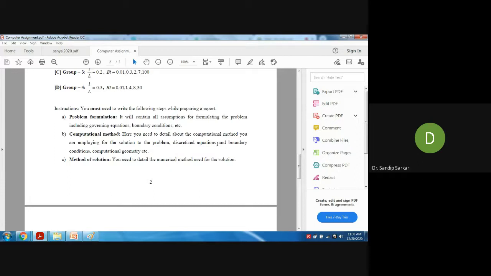Then chapter 2, computational method. Here you need to detail the computational method you are employing, that is, which method you are employing. Finite difference method, for example. Then how you are discretizing the equation.